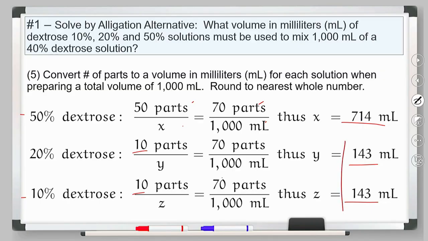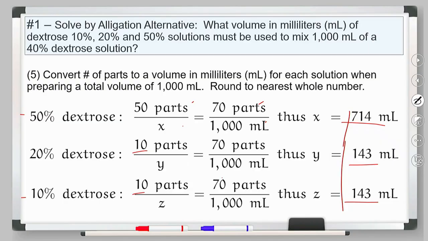Now do me a check real quick. Do these add up? What do these add up to? So add up 714 plus 143 plus 143. What should they all add up to? What should all three of my ingredients add up to from a quantity standpoint? 1,000 milliliters. They should all add up to 1,000 milliliters. And when I add those volumes of a 50% and a 20% and a 10% in those amounts, I'll get 1,000 mils of what concentration of dextrose? 40%. That's where the 40% would be.